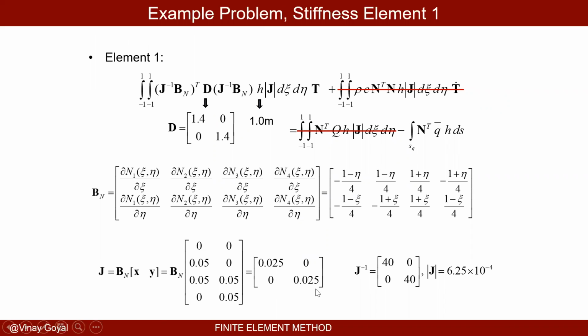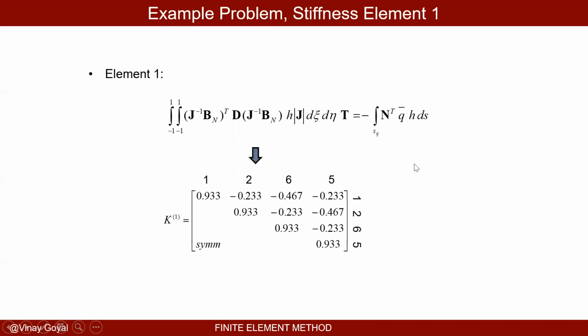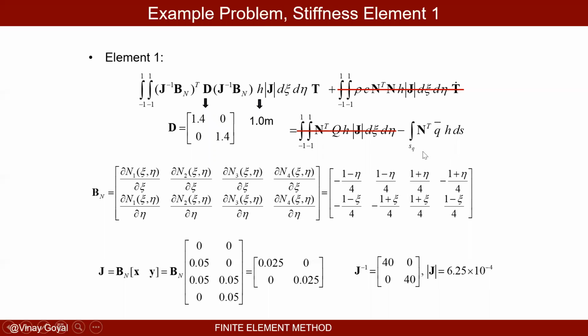So now I know J bold, and I know the determinant, so all that is known. B bold is this, so all this is known. Everything is done now. I can integrate this using Gaussian quadrature. We can look at this term later. When I do this calculation and integrate everything, this is what I get for element number 1. And for the connectivity, we can put the nodes there so we can keep track of that later. We also have to calculate the right-hand side later, that's this term right here.